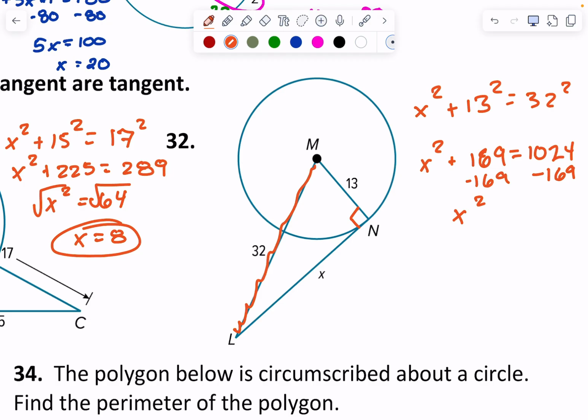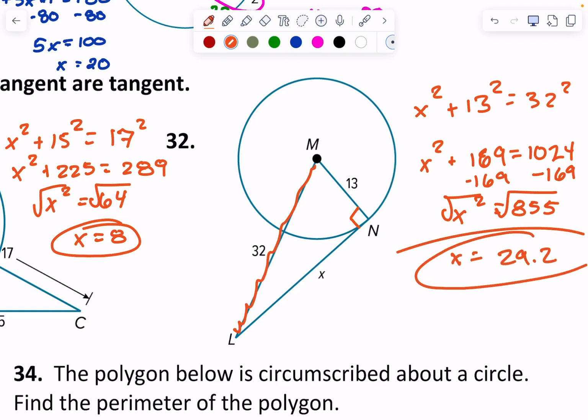Okay. X squared equals what's 1024 minus 169? 855. And if you take the square root, it is 29.2. Perfect. Thank you. If that is truly a tangent, it intersected with the radius will be a 90-degree angle. It has to be.